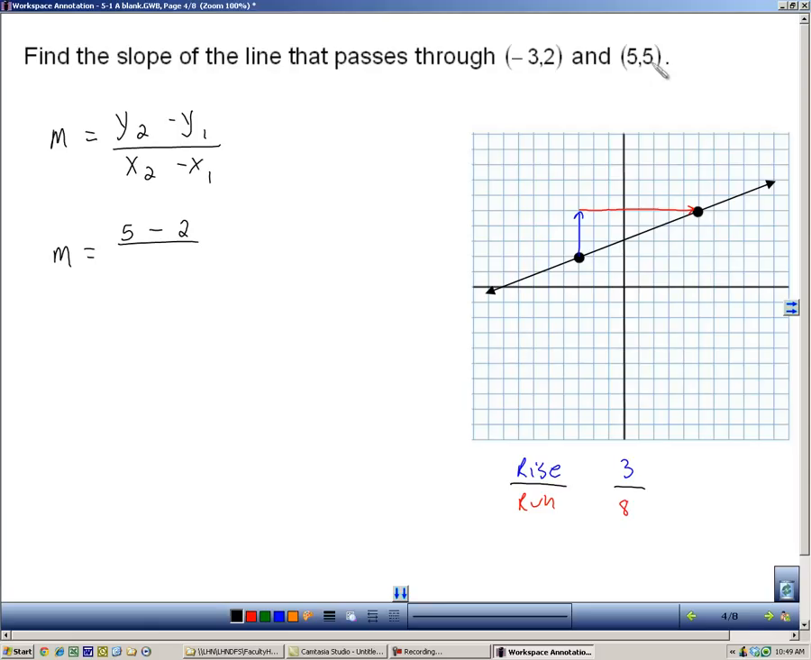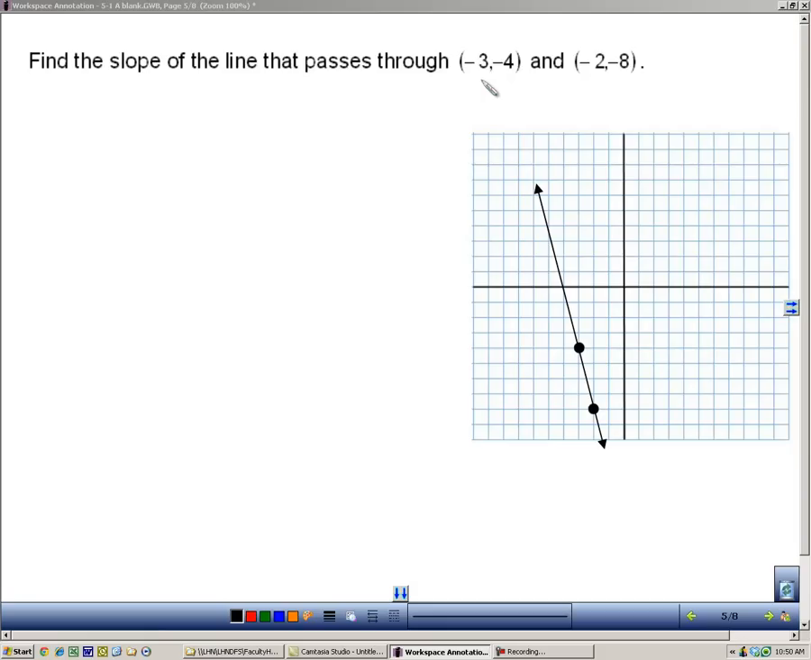If I choose this 5 for my y sub 2, that means the other 5 has to be my x sub 2. And then I'm going to subtract the other x value, which is negative 3, from there. So let's do that. 5 minus 2 is 3. This is really a 5 minus a negative, which is a plus. So this is really 5 plus 3, which is an 8. So I end up with a slope of 3 over 8, which I already knew.